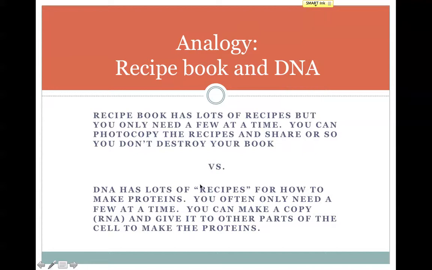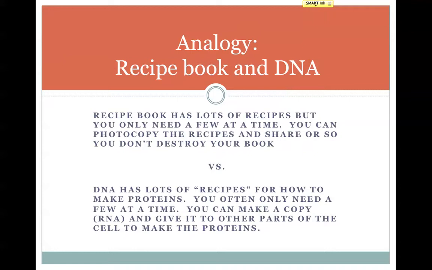DNA has a lot of recipes for how to make proteins. Remember the importance of proteins. It's how we are alive. And oftentimes your body only needs a few at a time. So you can make a copy, and in our body we call that copy RNA, and you can give it to other parts of the cell to make the protein.